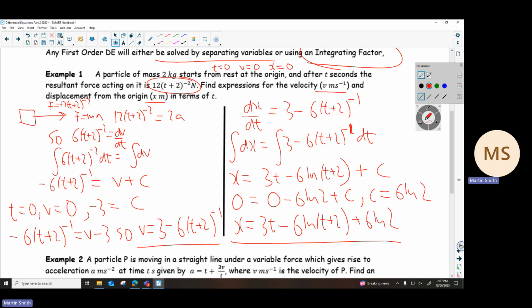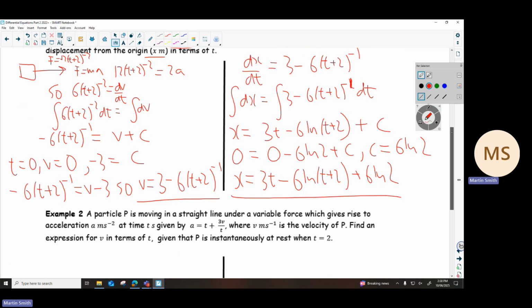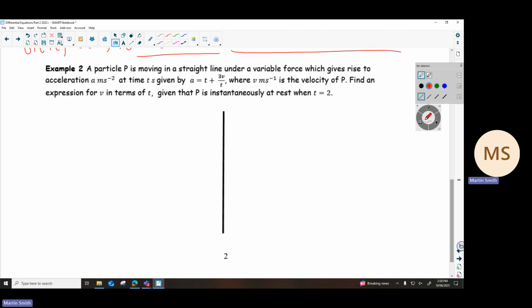Now, I said at the beginning, that's really an A-level maths question because you could separate the variables. Example 2 is a bit more like the kind of thing you might be required to do in further mathematics. So a particle P is moving in a straight line under a variable force, which gives rise to an acceleration given by that at time t. So the acceleration is the time plus 3 times the velocity of the time. V is the velocity, t is time. Find an expression for v in terms of t, given that P is instantaneously at rest when t is 2.